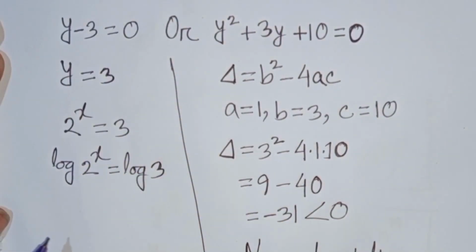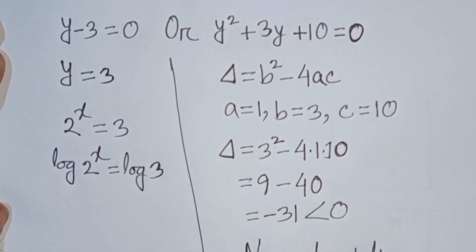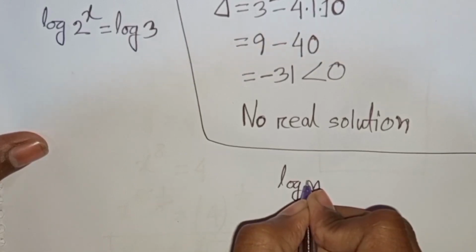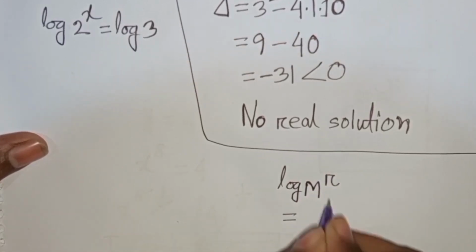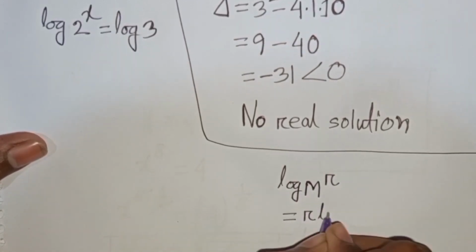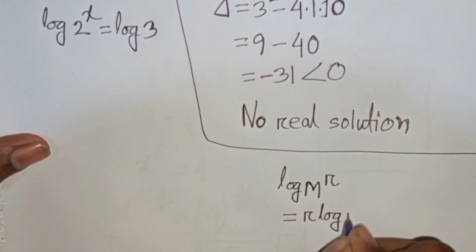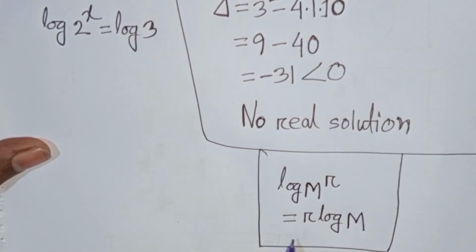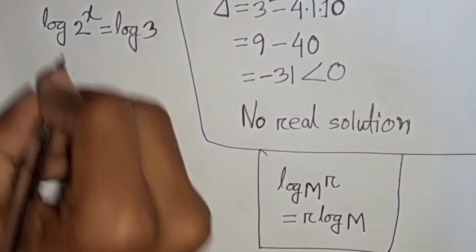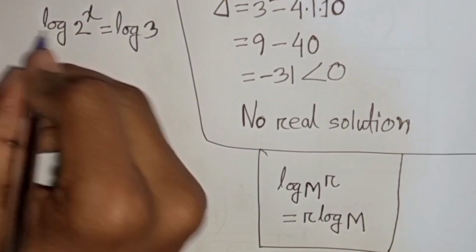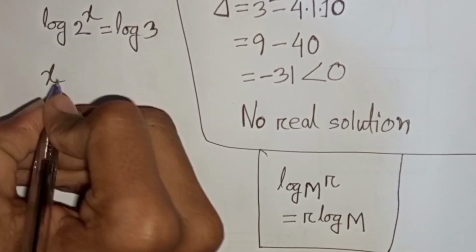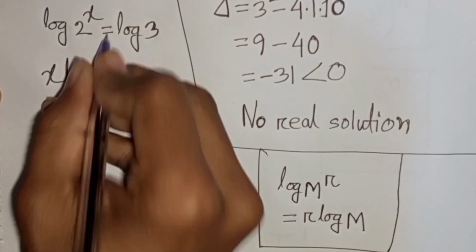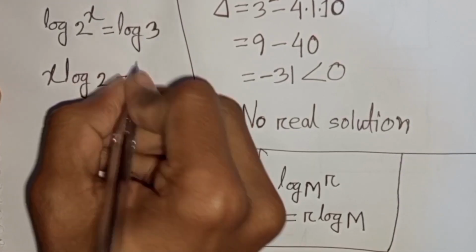Now here I can apply the rule that log m power r is equal to r log m. That means this power moves to the front. So according to this rule, you can compare here. This power x will move to the front. So you can write here x log 2 is equal to log 3.